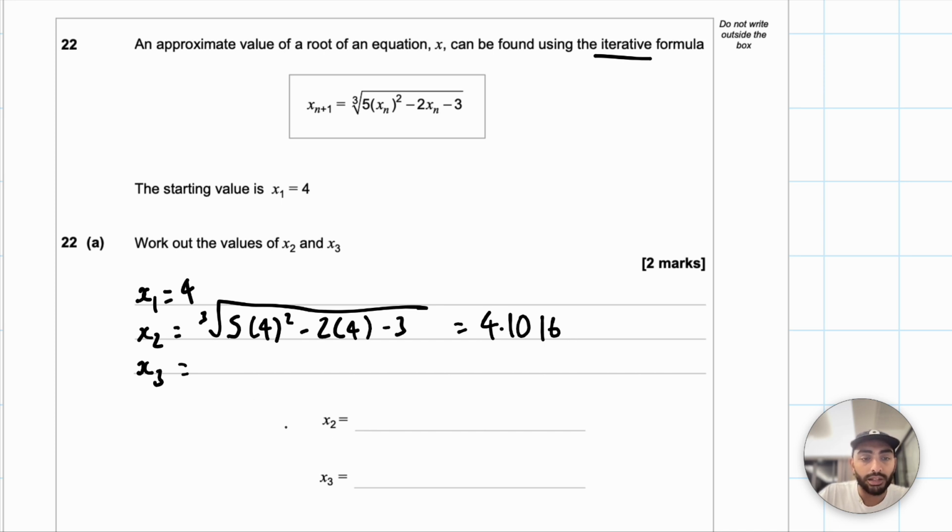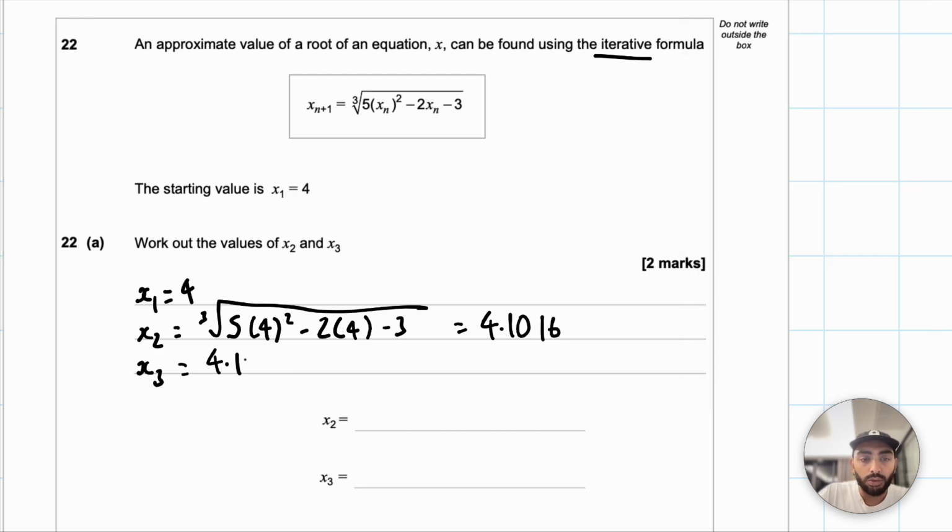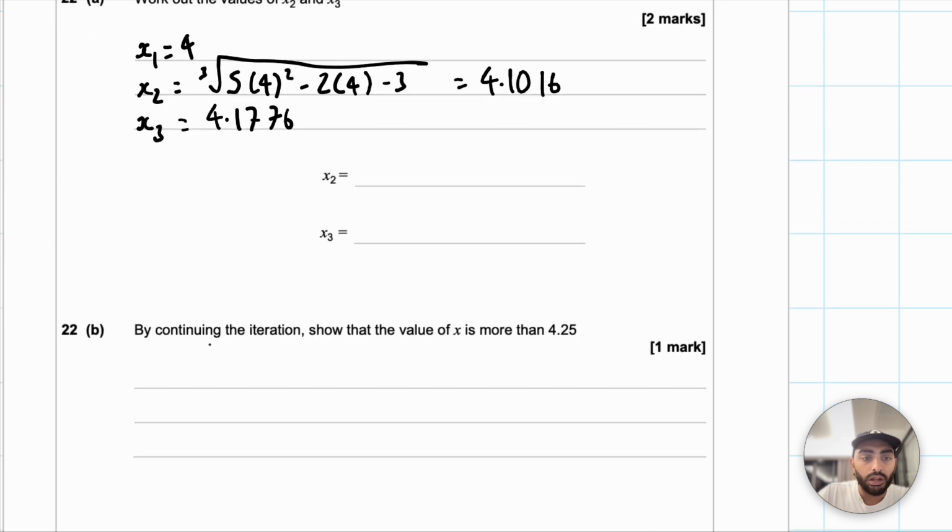Then for x3, instead of typing in 4 again here, I'm just going to type in ans, and then I can find later ones if I need it. So the cube root of 5 multiplied by the answer squared, take away 2 lots of the answer, minus 3. And that gives me 4.1776. So x3 is 4.1776.